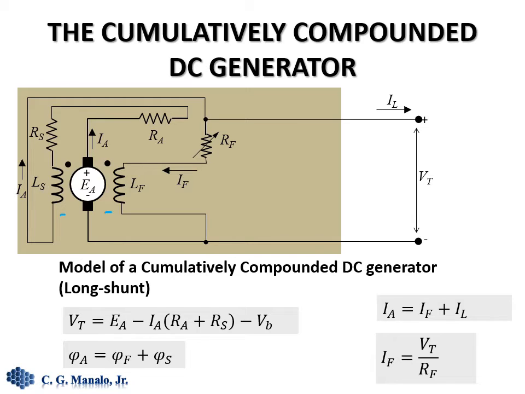So here we'll see that in a cumulatively compounded generator, the net effect of the two fields are additive. So for example, the series field here produces a flux, and both fields are oriented such that when they strike the windings of the armature, their fields are additive.